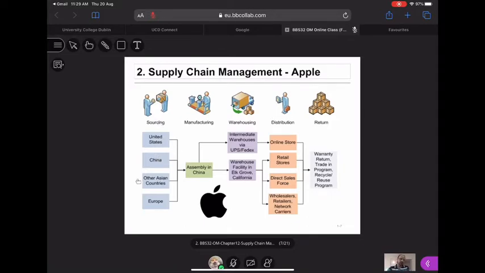Okay, after they source from all around the world, all these will go to China. And when you go to China, this is where they will manufacture the iPhone. Anyone know which company manufacture Apple iPhones? Of course, Apple do not manufacture iPhone in USA. They manufacture in China. But anyone know which company manufactures iPhone for Apple?